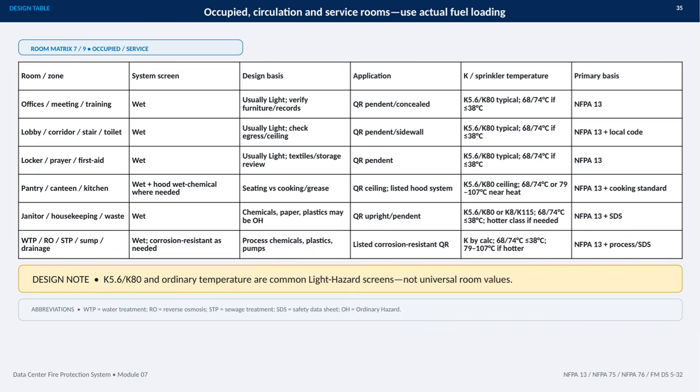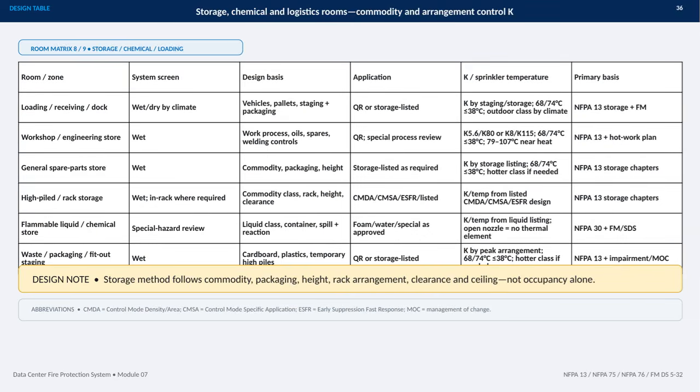Final selections must follow hydraulic calculations, NFPA 13, NFPA 75, NFPA 76, FM guidance, local code, and the relevant safety data sheets. This slide provides the room matrix for storage, chemical, and logistics areas, with the design driven by the actual hazard and arrangement in each space.